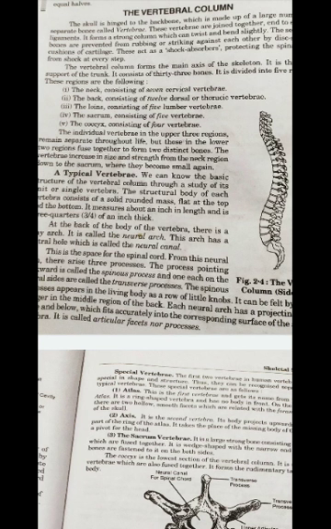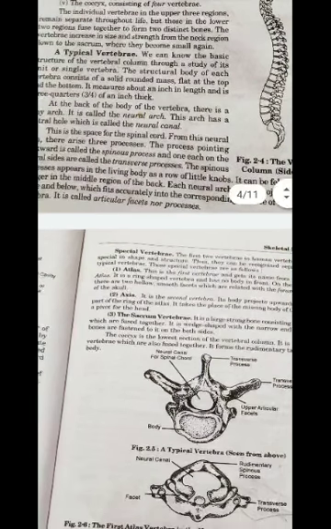First I will tell you about special vertebrae. What are special vertebrae? Three vertebrae in the vertebral column are special in shape and structure. They can be recognized separately from a typical vertebra. Number 1 atlas, number 2 axis, number 3 sacrum. Atlas is the first vertebra, which gets its name from the Greek god Atlas. It is a ring-shaped vertebra and has no body in front.